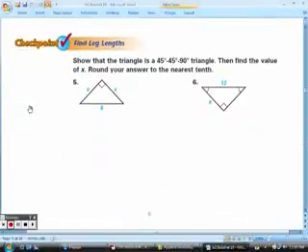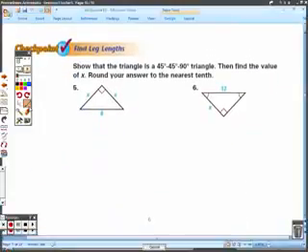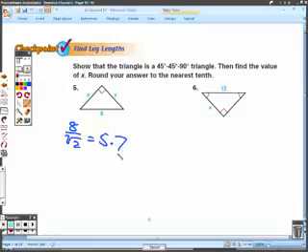You see the hypotenuse? I wish it said 8 root 2. If it was 8 root 2, the answer would be 8, right? But it doesn't. It just says 8, so I divide by root 2. 5.7, that's it. Okay, y'all try the last one.